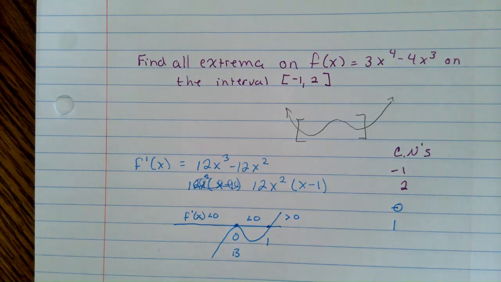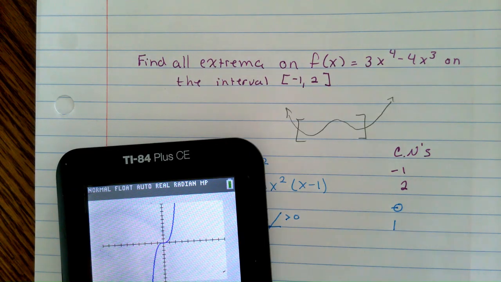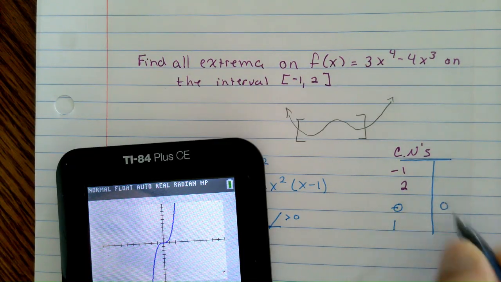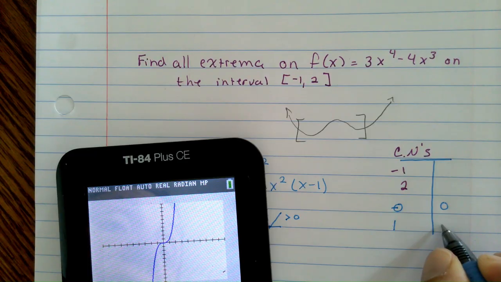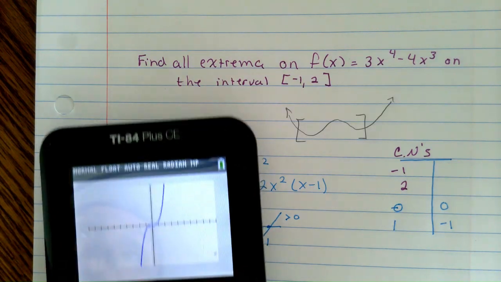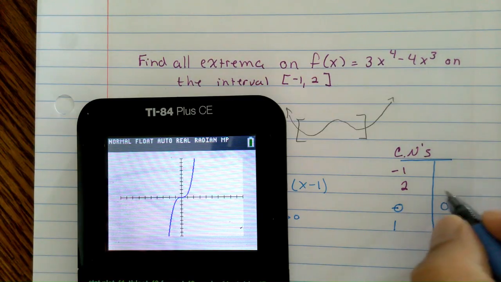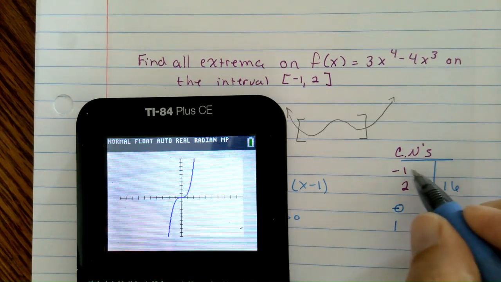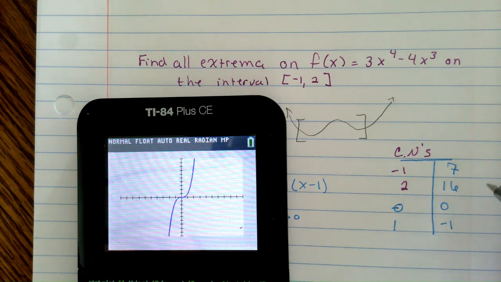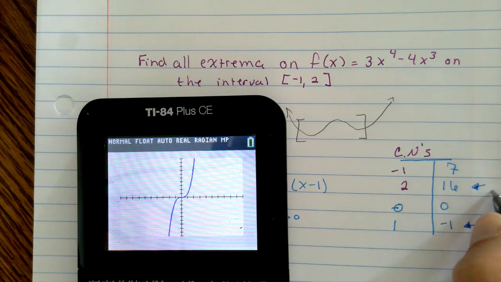All right, so if I were to substitute 0, I'd get 0. If I would substitute 1, I'd get -1. 2, let's see, 16 times 3 is 48, minus 4 times 8 is 32, that comes to 16. Okay, so out of all these points, we can tell this is definitely the maximum. And we can tell that this is definitely the minimum.